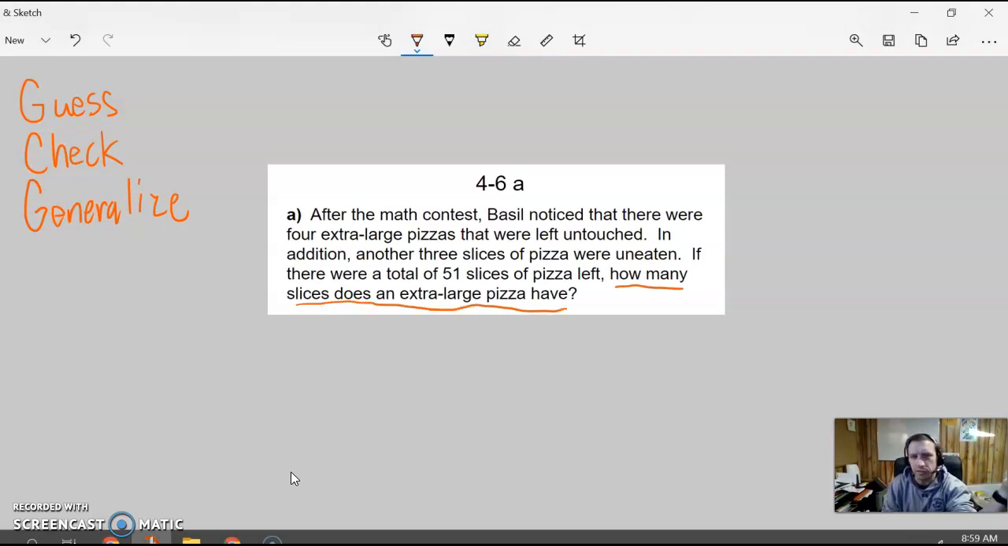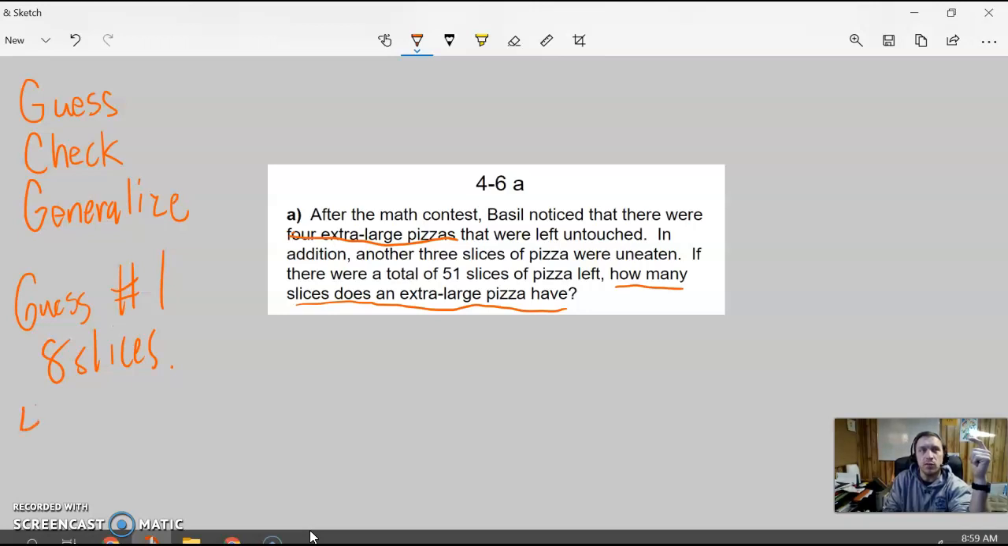Well, you've all had extra large pizza, I think. Just take a guess. And if you guessed, I think an extra large pizza has 8 slices. What does that mean? That means that we have 4 extra large pizzas left with 8 slices. So I'm going to do 4 extra large pizzas times 8 slices. And then it says, in addition, another 3 slices of pizza were uneaten. So we know we're going to have 3 more slices. So 4 times 8 plus 3, we want that to equal 51.